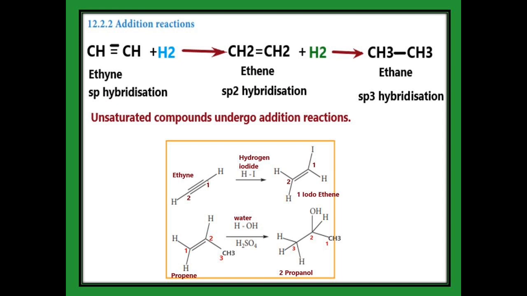Now the addition reaction: we get the addition reaction in unsaturated compounds. That means triple bond and double bond only undergo addition reaction. What are unsaturated compounds? Alkenes or alkynes are called unsaturated compounds.